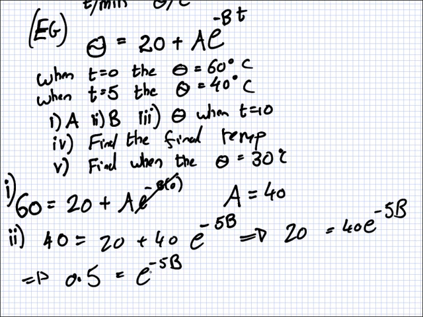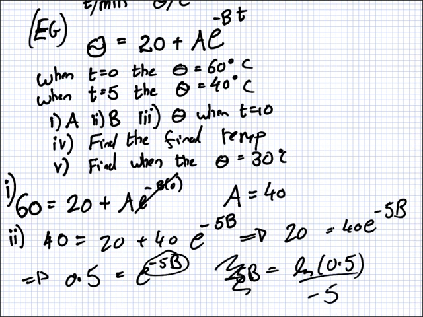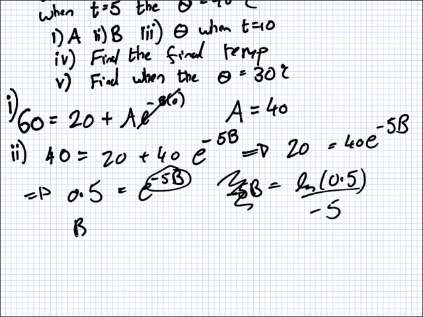Now what do we use next? Logs, yeah. So what do we say exactly? We can say that minus 5B equals what? E to what power gives me 0.5? Log tells us what the power should be. So if we divide this by minus 5, I can get the B. What's the B, please? 0.139.